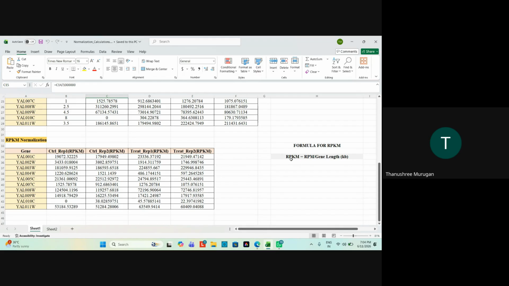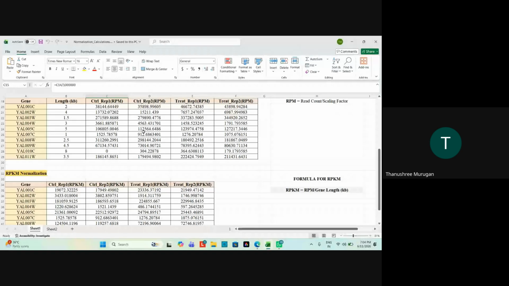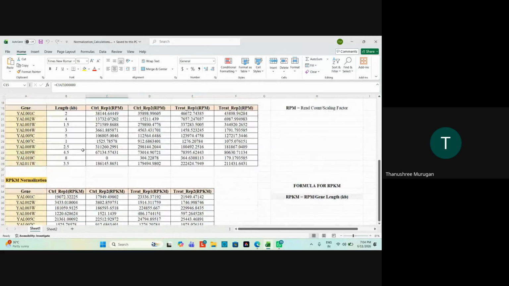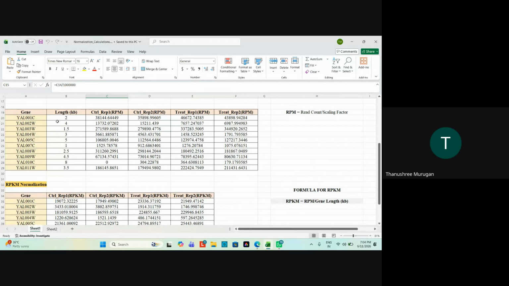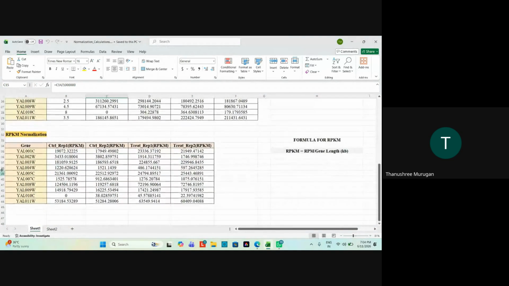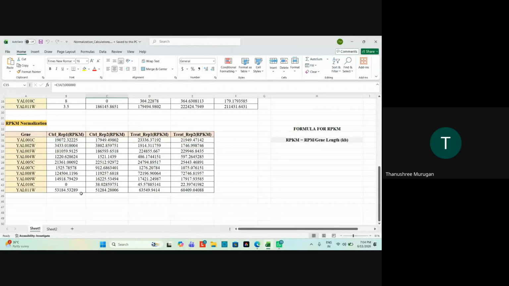Here I used these RPM values, then I divided them by the gene length. For example, the gene YAL001C has a length of 2 kb, and therefore its RPKM value in control replicate 1 was calculated by dividing the RPM value by 2. Then I got all the RPKM normalization results. This normalization allows a fair comparison between genes of different length. So next, I performed the TPM normalization.